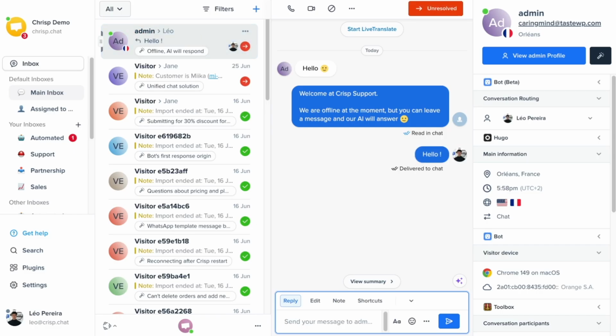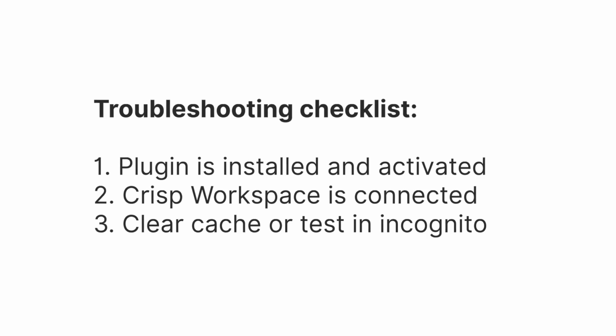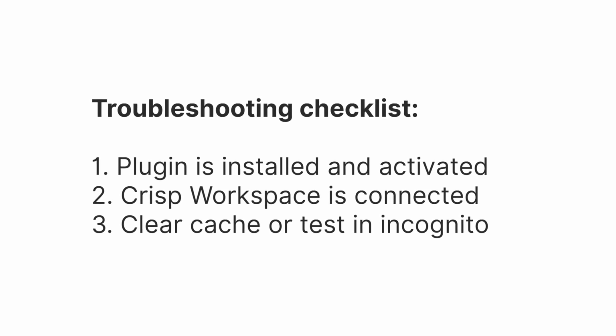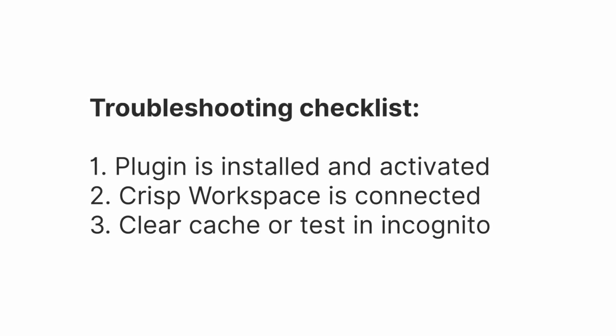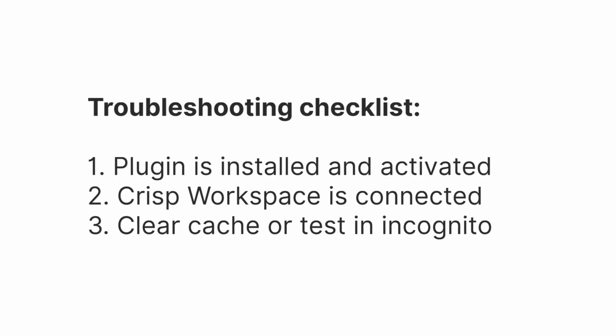Just before you go, here are a few common issues if the chat box doesn't appear. First, make sure the plugin is installed and activated. Second, check that your Crisp workspace is properly connected inside the plugin settings. And if everything looks fine, you can try clearing your WordPress cache, especially if you use caching plugins. Some themes or optimization plugins may delay the widget from loading.